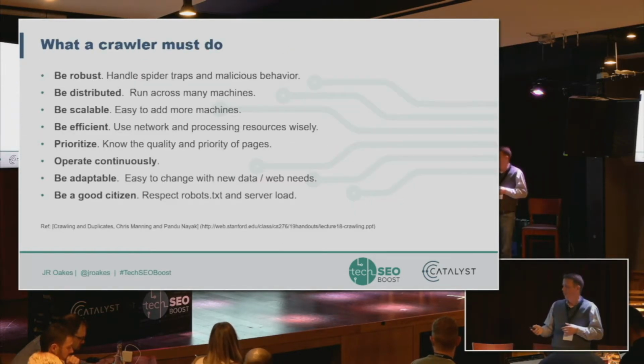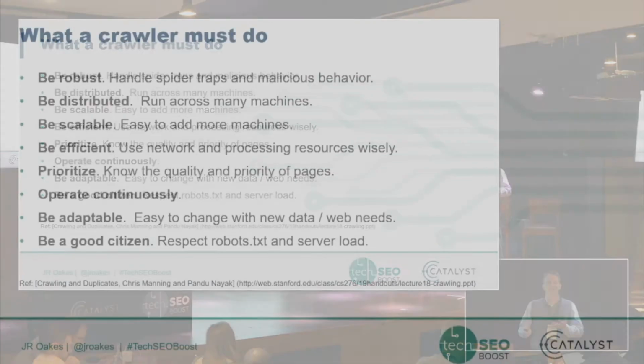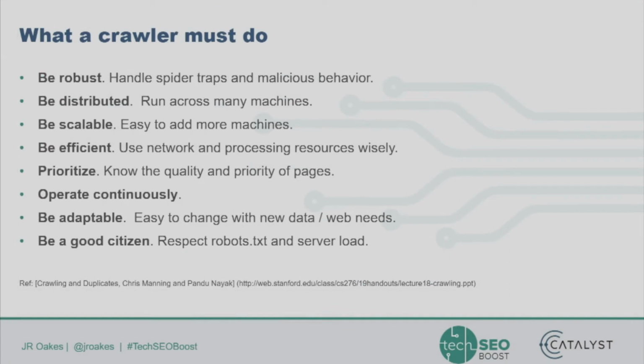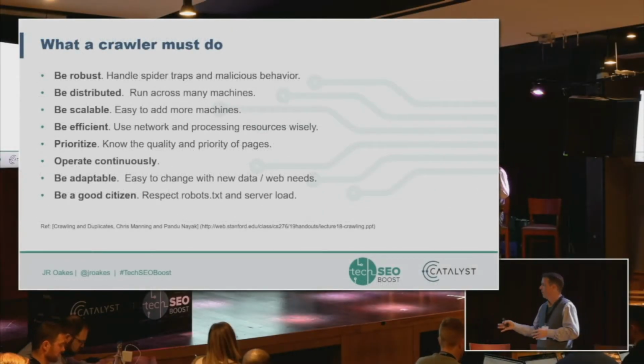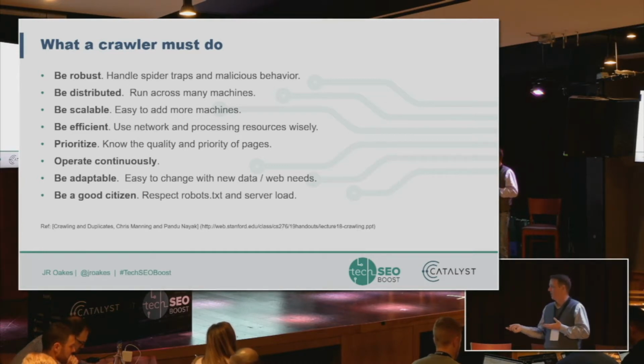So in thinking about how I would construct a crawler that would crawl my simple internet, I needed to understand the basics of what a crawler has to do. So it has to be robust, handling spider traps and malicious behavior. It has to be distributed, in that it has to run across multiple machines and have many microservices that it works with. It has to be scalable, in that you have to be able to add additional machines without it stopping the crawl. It has to be efficient and use network and processing resources wisely.